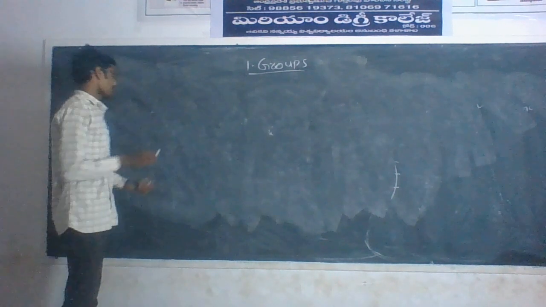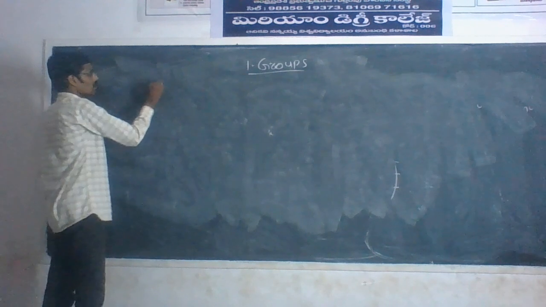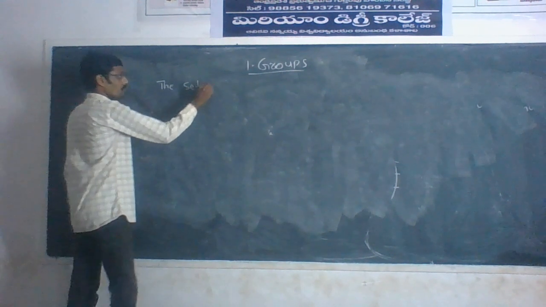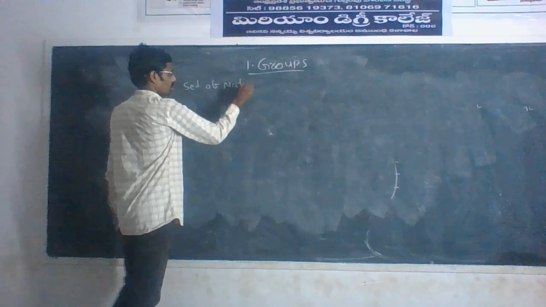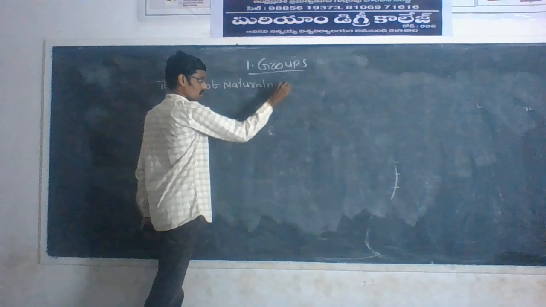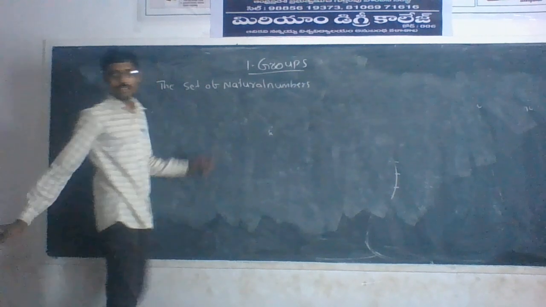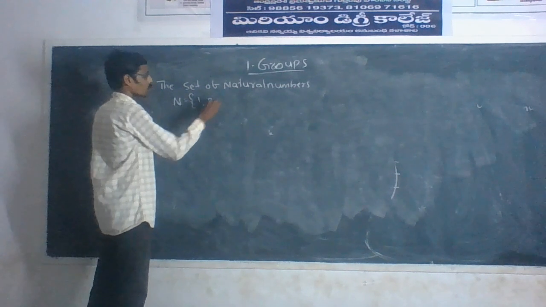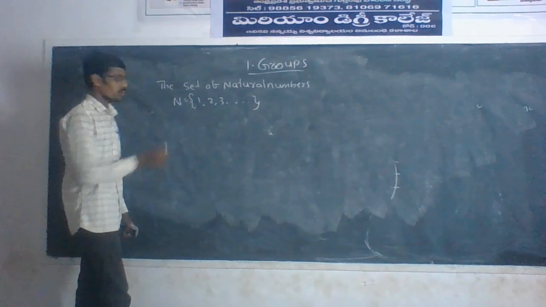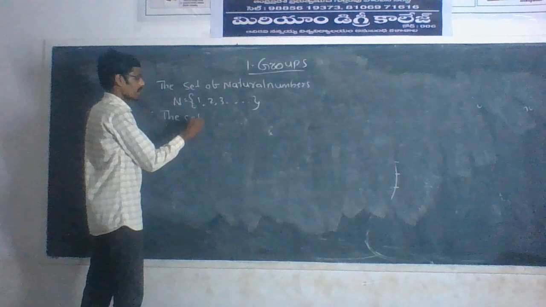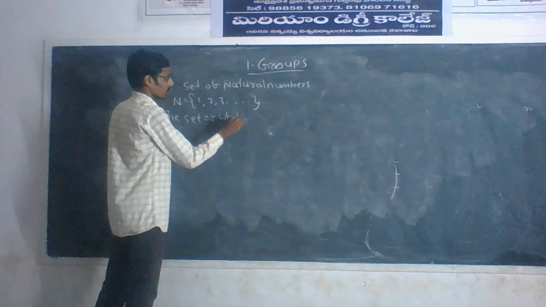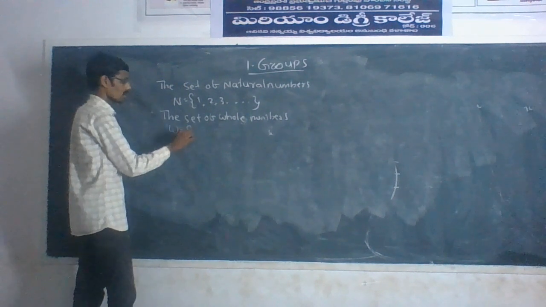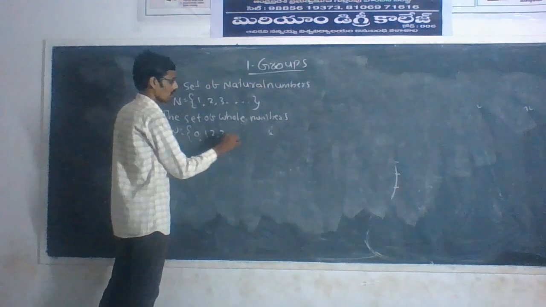Some examples of sets. Examples of sets in the number system. The set of natural numbers is denoted by capital N, that is equal to 1, 2, 3 and so on. The set of whole numbers is denoted by W, equal to 0, 1, 2, 3 and so on.